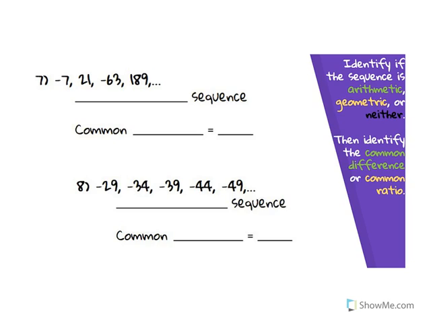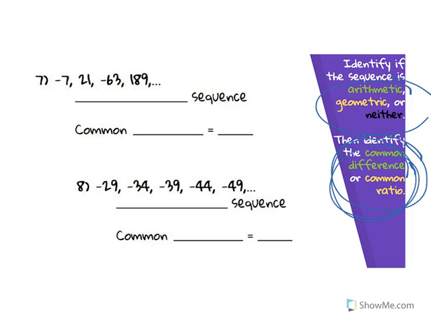So then the next section of your assignment looks like this, where you need to decide, is it arithmetic, geometric, or neither? Is it a common difference, common ratio? And then what is that common difference, common ratio? Now here's the thing. You actually are going to figure this out first. You need to figure out what the numbers are going up or down by first.